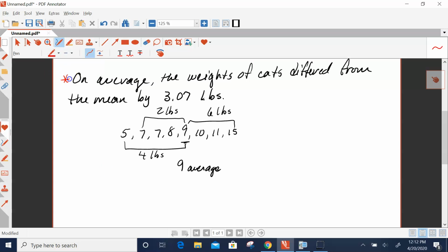So this is important, and this is also part of your project. You need to include this in your project. And in your project, you need to make sure that you use the correct units. In this case, I was measuring the weights of cats, but you might be measuring the age at which someone had their first child. So you need to use those units when you are interpreting your standard deviation.